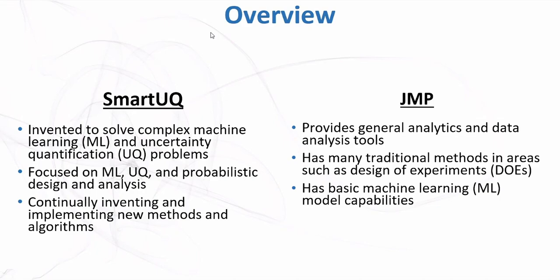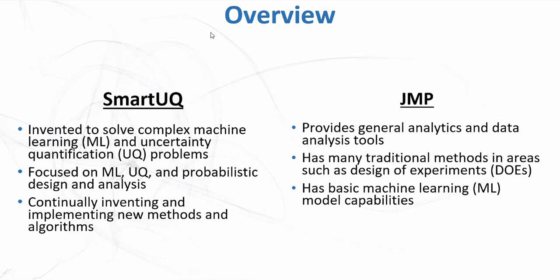Part of that is that we have a very user-friendly graphical user interface, or GUI, that you'll see as part of the demonstration today. We also have a Python API that users can use to incorporate our tools and features in code, in Python scripts, for example. We're primarily focused on machine learning, uncertainty quantification, and probabilistic design and analysis, and we're continually working to invent and implement new methods and algorithms. These help us do things like more intelligently sample big data, improve the training speed and accuracy of our statistical modeling techniques, and handle new and challenging problems.